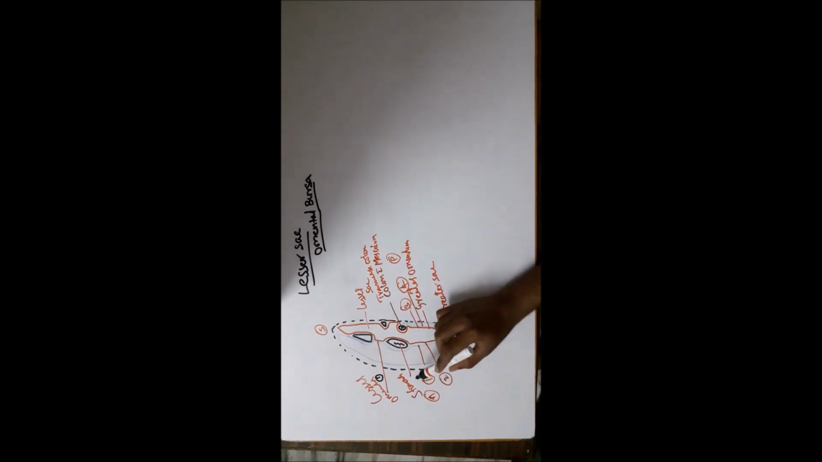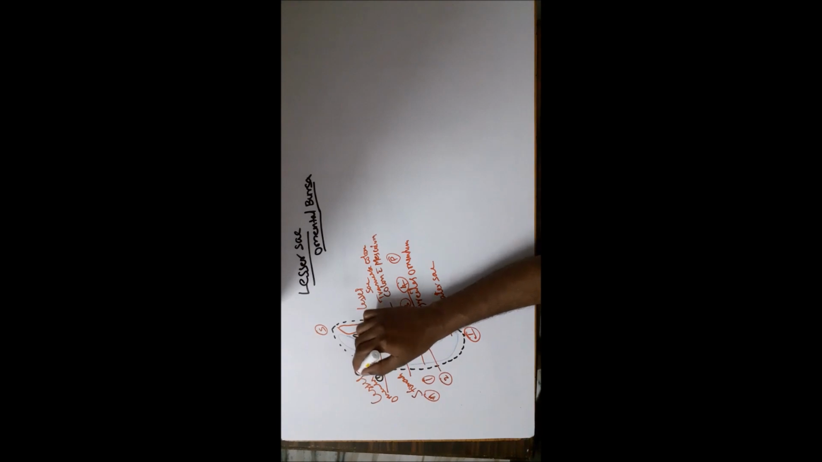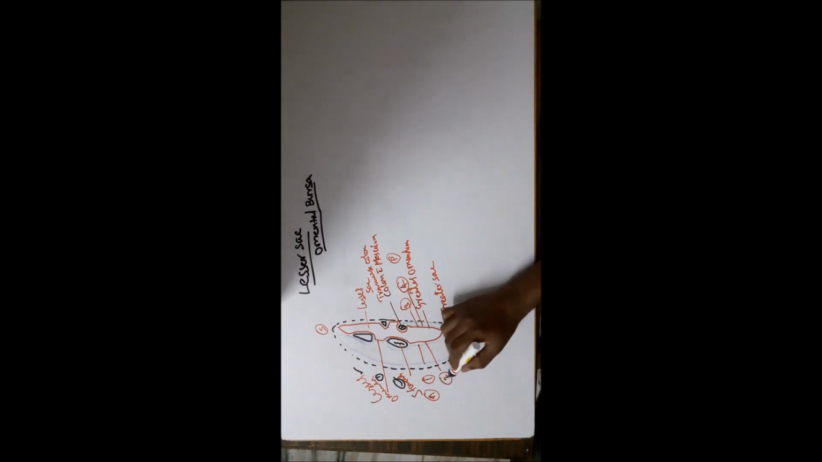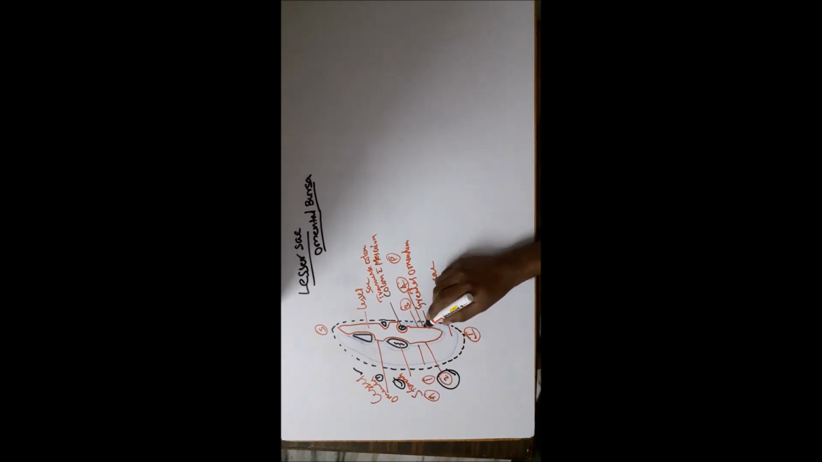Now what are the structures forming the anterior wall for this part, the lesser sac? The stomach covered by the peritoneum. Which surface of the stomach? The postero-inferior surface of the stomach. Then the second layer of the greater omentum. So these are the structures forming the anterior wall for the lesser sac. Then the posterior wall will start from below upwards.